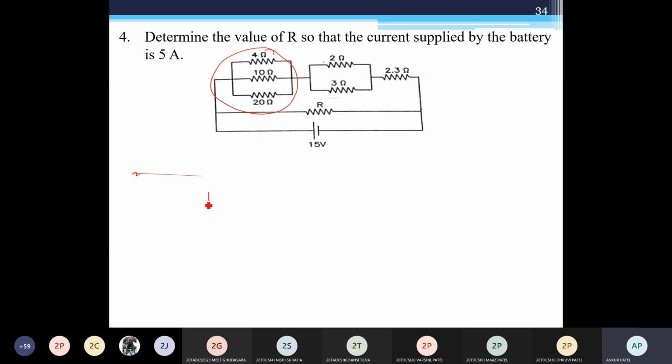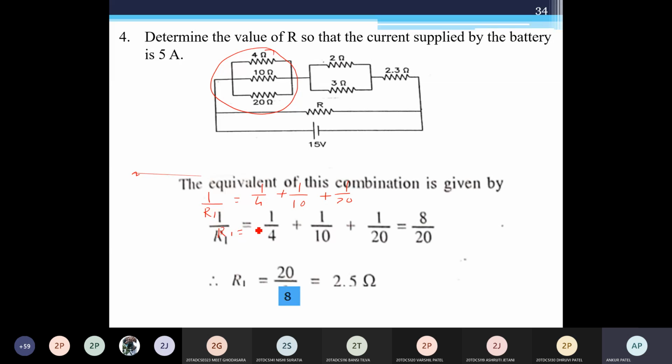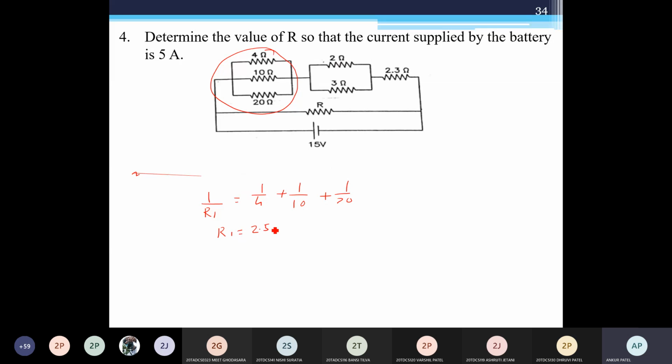For this parallel connection, I am writing 1 upon R1, which is 1 upon 4, 1 upon 10, and 1 upon 20. So R1 is equal to... anyone? 2.5. R1 is equal to 2.5. Two students are getting 2.5. 1 upon R1 is 0.4, so the answer is 2.5.